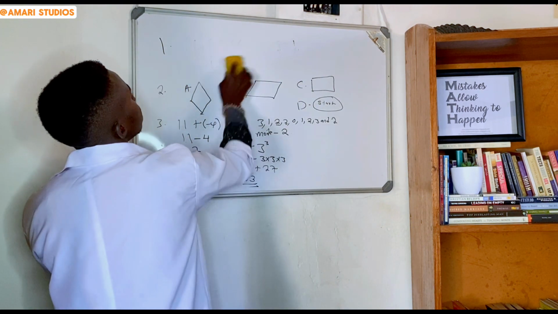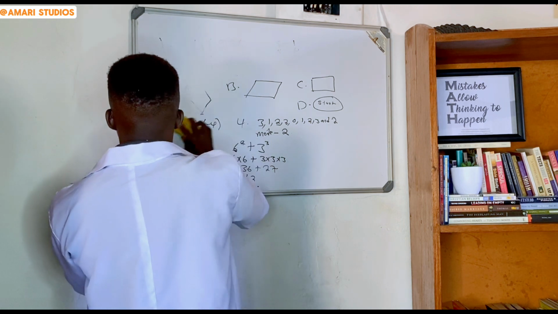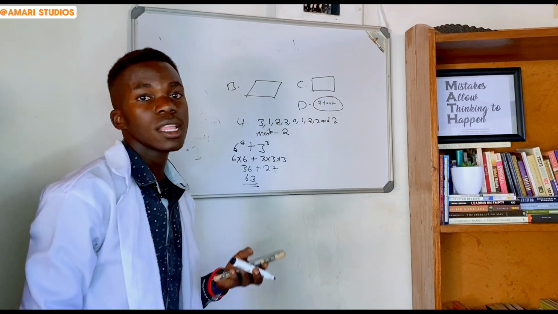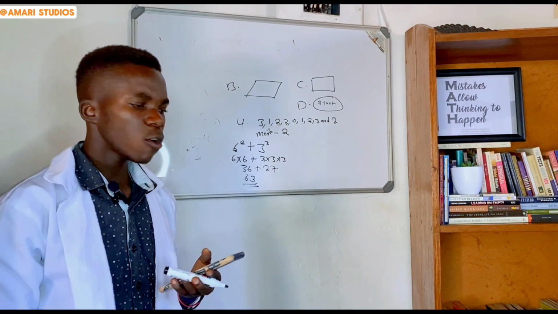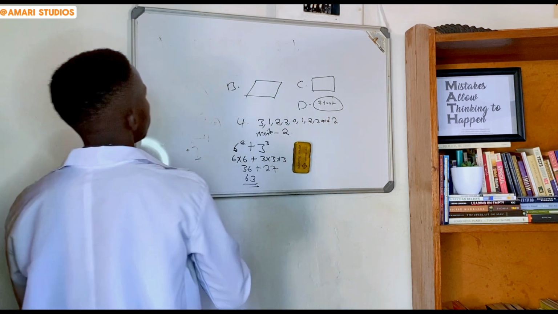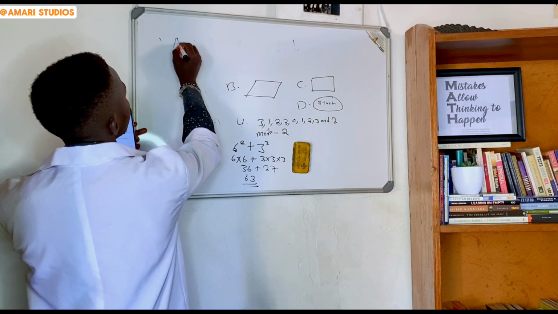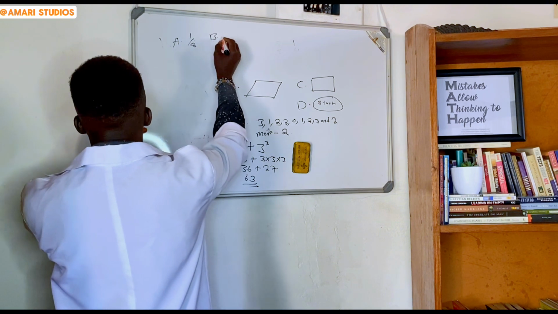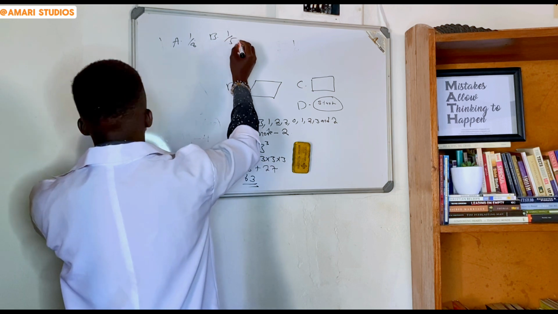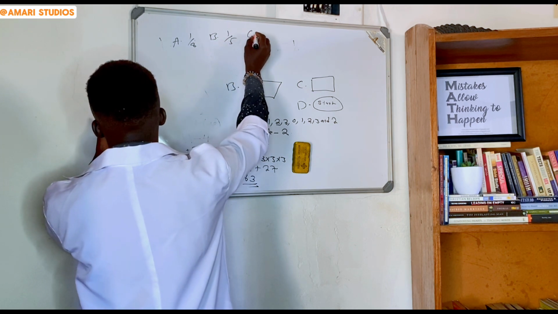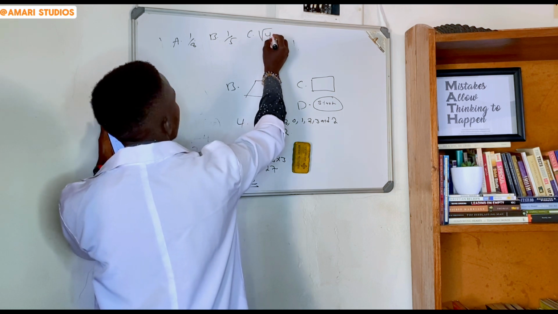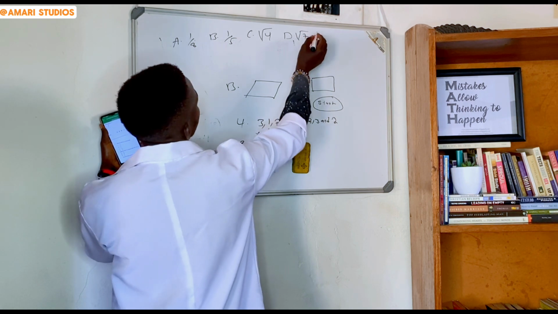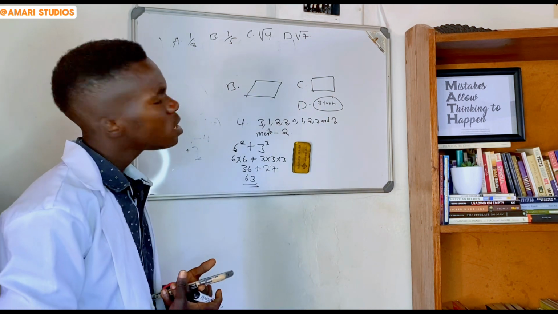The next question is saying, which of the following is an irrational number? Let's see which numbers are given. We have A, 1/8. We have B, 1/5. We have C, which is the square root of 4. And then we have D, which is the square root of 7. Which of the following is an irrational number?